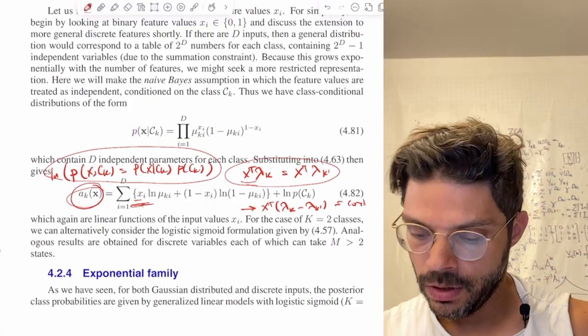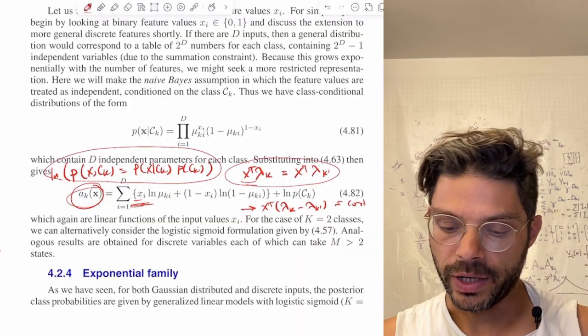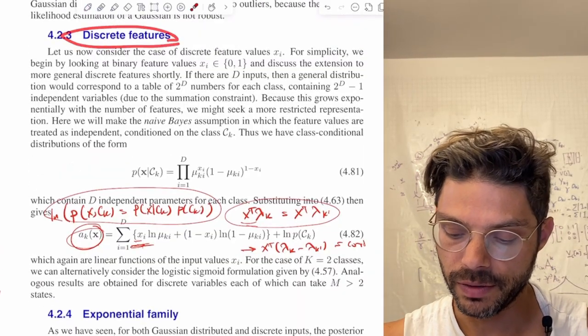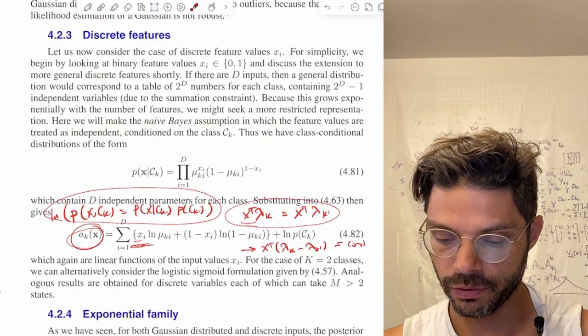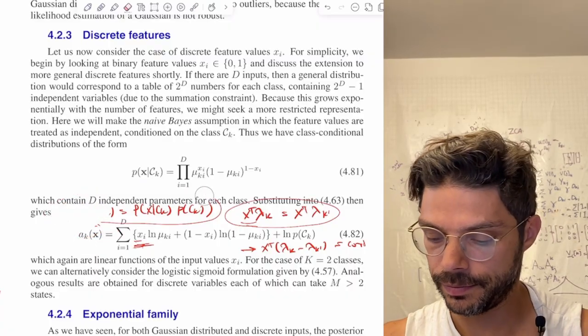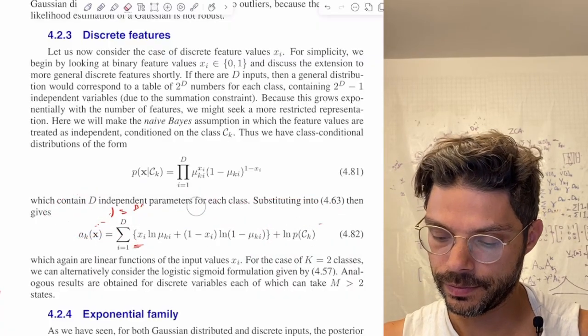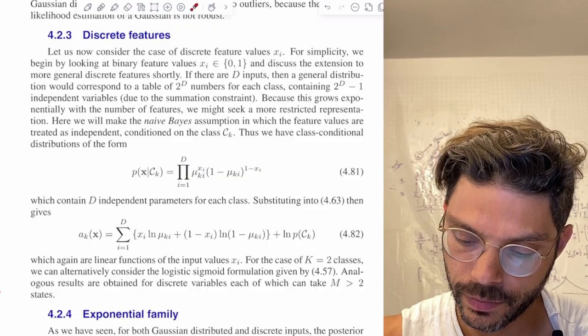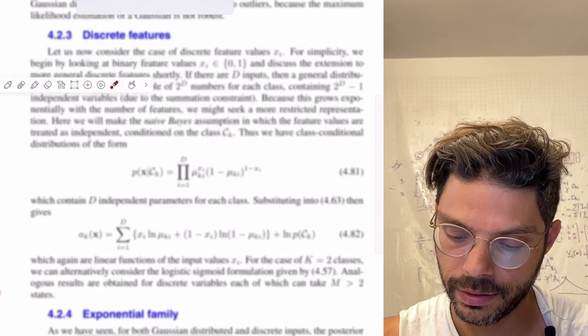Okay. So let's do that. We're going to look at a couple of examples. The first examples we're going to look at are for discrete features, and then, as I said, we'll talk about the exponential family. Okay, so let's erase all of this stuff and get on with it. Okay, let's move that over to the side.